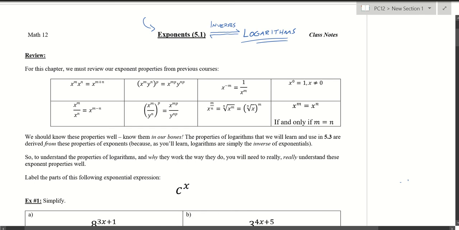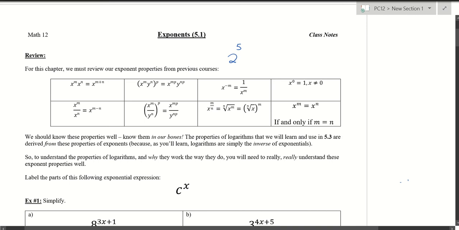And so to have even a hope of understanding how and why logarithms behave the way they do, we first need to understand exponents, because our rules for logarithms come from our rules for exponents. Okay, so exponents have a bunch of rules attached to them, and they all come from this initial definition that we might learn in maybe Math 9 or Math 8.